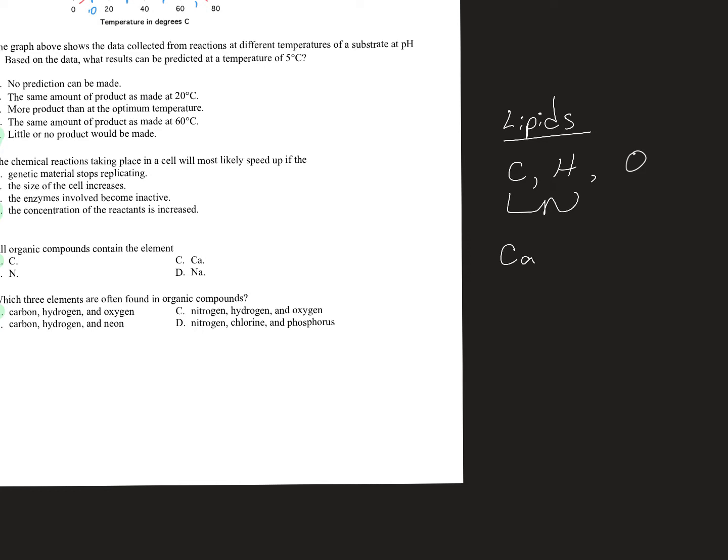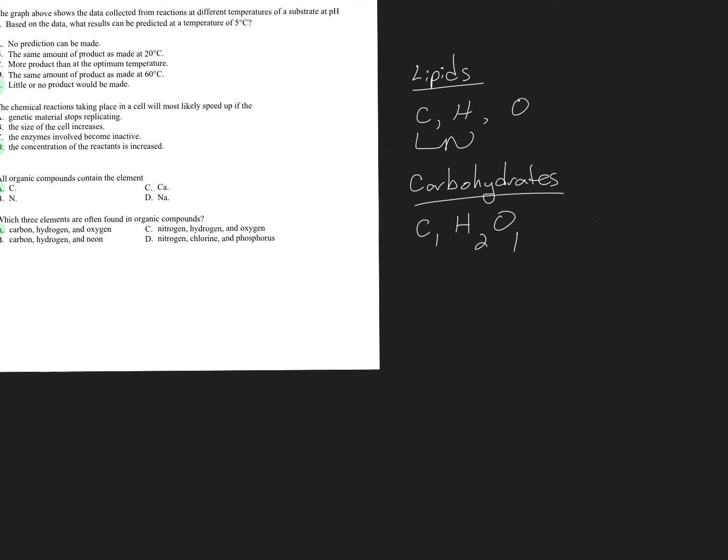We talked about carbohydrates a lot. And we talked about the idea that it's mostly CHO, and it's actually a 1 to 2 to 1 ratio. There's as much oxygen as there is carbon in a carbohydrate. That's not true of lipids. Lipids have a lot less oxygen in them. You should know that by this point.